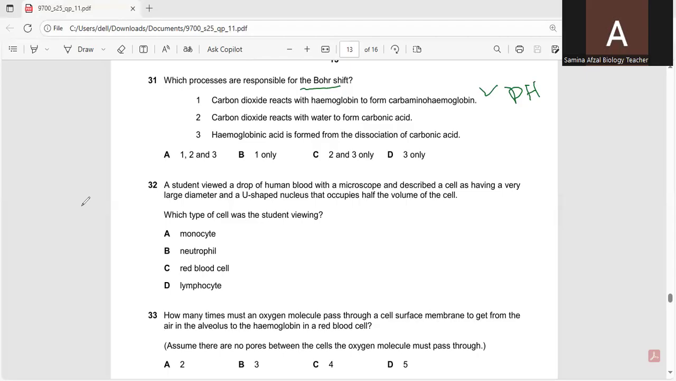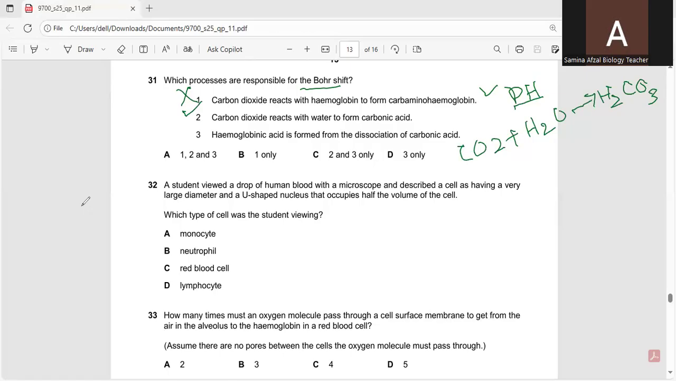The primary mechanism of the Bohr effect is the binding of hydrogen ions to hemoglobin. So according to this, the statement is not correct. Second statement: carbon dioxide reacts with water. So carbon dioxide plus water will react together and form carbonic acid, H2CO3. This is the formula of carbonic acid. This reaction is very rapid, and is the first step in the chain of events that lead to the Bohr shift. So it is the correct answer.